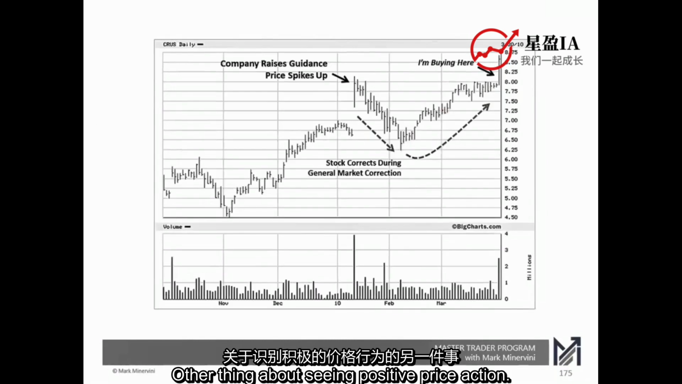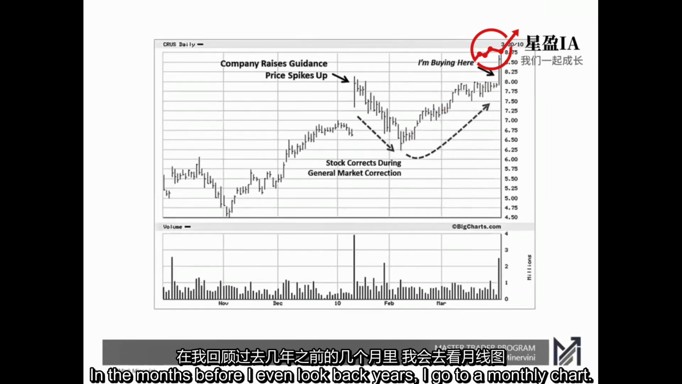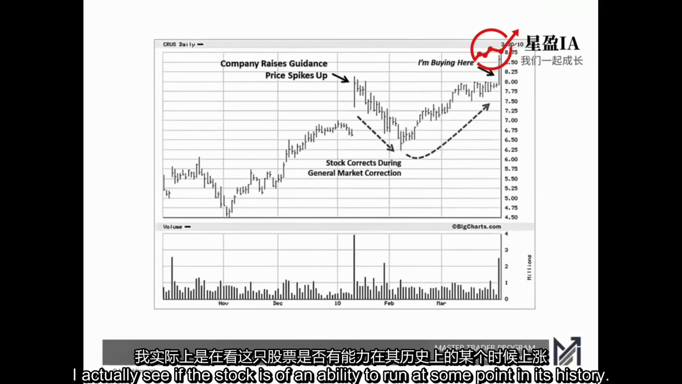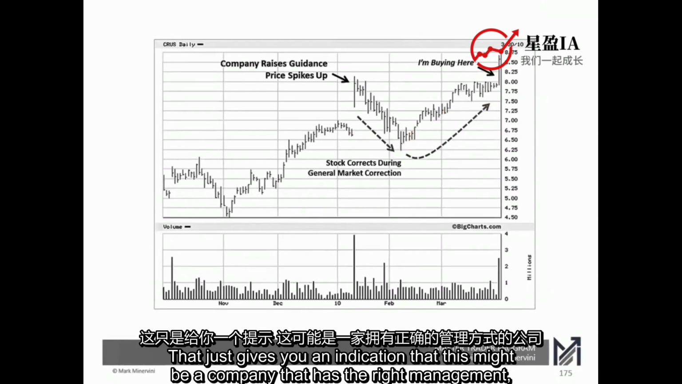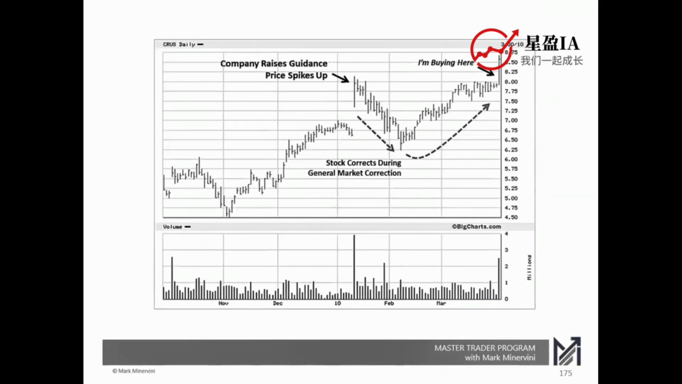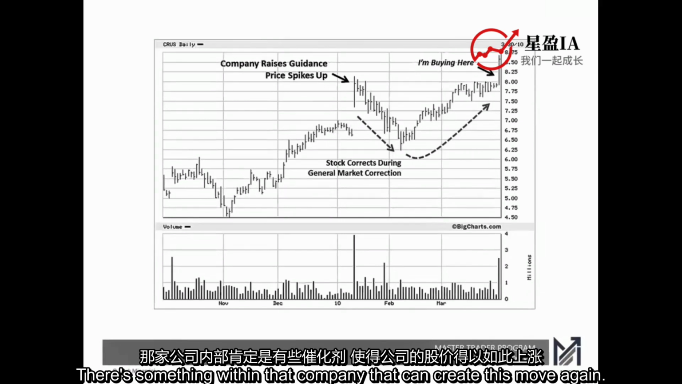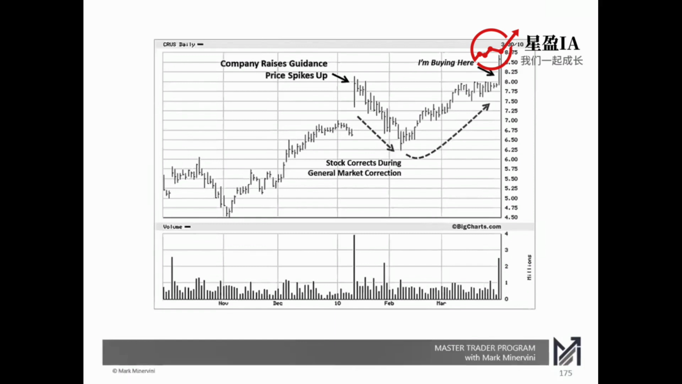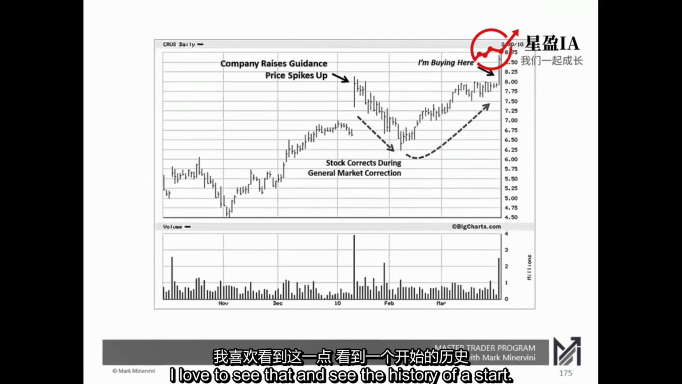The other thing about seeing positive price action in the months before, I even look back years. I go to a monthly chart and see if the stock has had an ability to run at some point in its history. That gives you an indication that this might be a company that has the right management, the right products, that are innovating. Yes, they had a move three years ago and it went up two or three fold. There's something within that company that can create this move again, and I love to see that history of a stock.